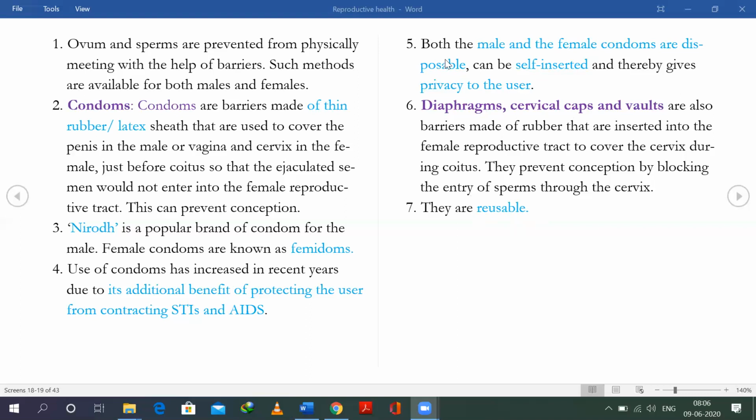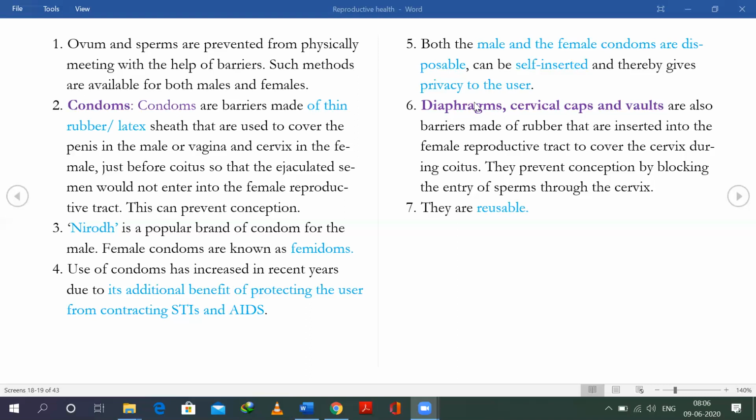A question might be asked here for the NEET exam, contrasting these two. Sometimes the statement can be made that the condoms can be reused as they are being reused for the diaphragms, which is a wrong statement. Right? Diaphragms can be reused, but not the condoms. Okay, so that is about the barrier methods in the form of condoms.